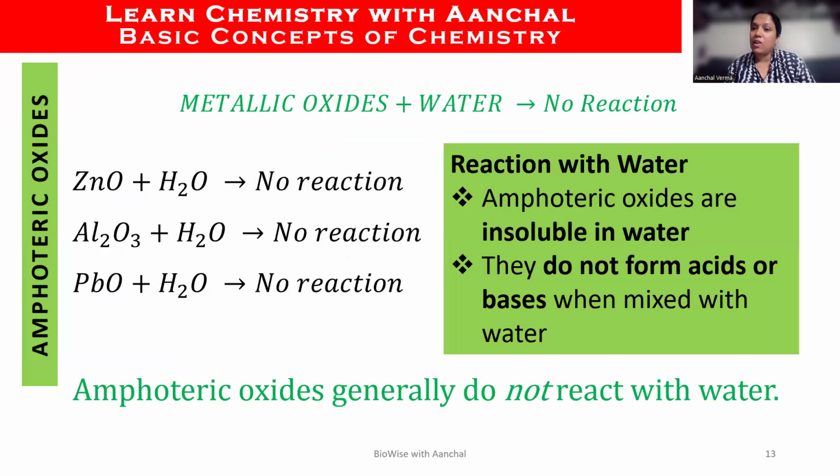Now, amphoteric oxides, they do not dissolve in water. So they neither form acids nor bases. But there are only three metals which give amphoteric oxides. Remember ZAP. ZAP is what? Zinc oxide, aluminum oxide, and lead oxide. The amphoteric oxides generally do not react with water. They are insoluble in water and they do not form acids and bases when mixed with water. They are amphoteric because they behave as acids as well as bases.